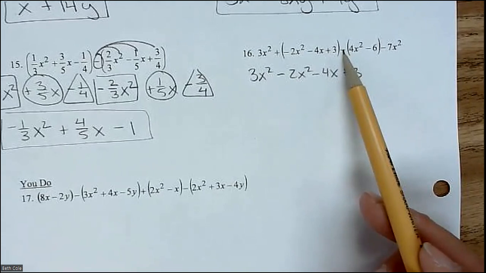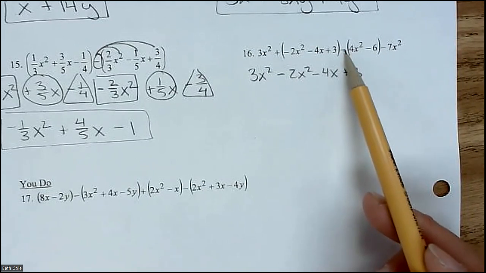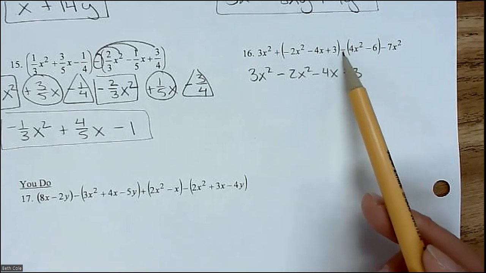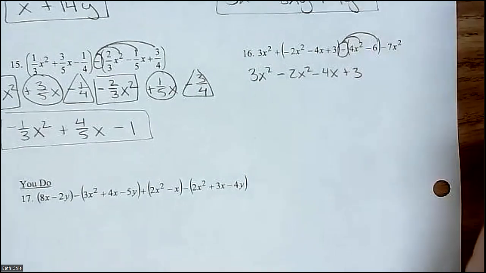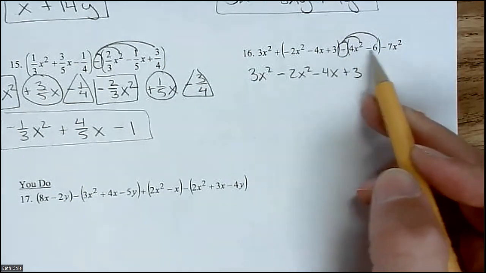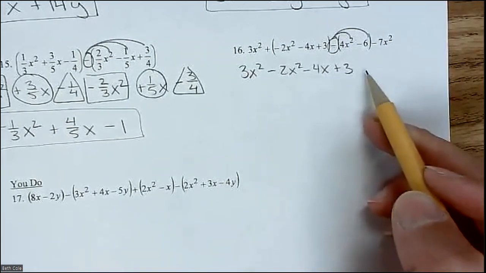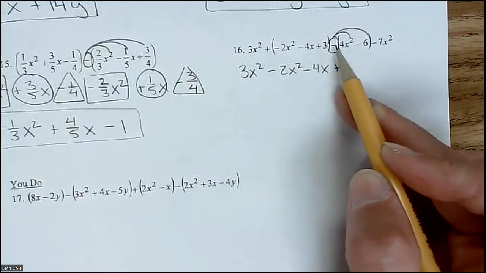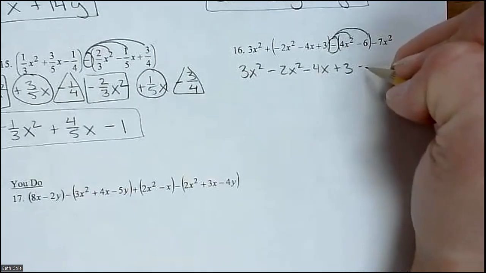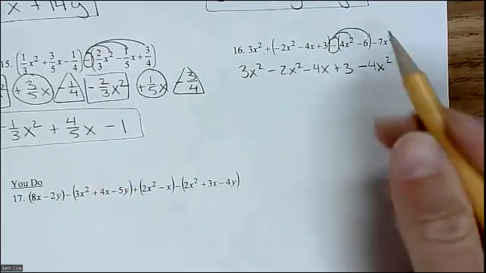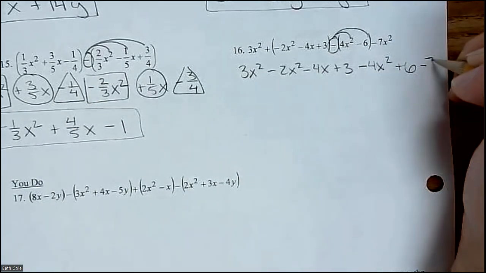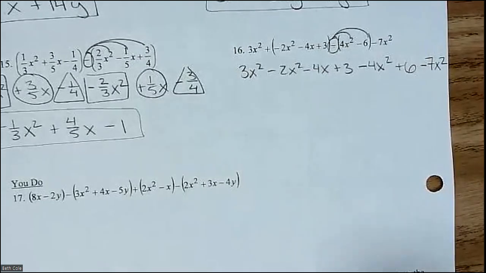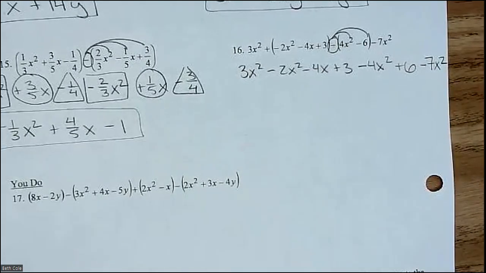Do you see how this one has a subtraction? Do you see the minus sign right here? This minus sign. Are we all together? Okay. That is going to distribute into the parentheses, and these will both be opposite. So what will that give us? -4x squared, and then plus 6, and then the -7x squared is kind of just there at the end.